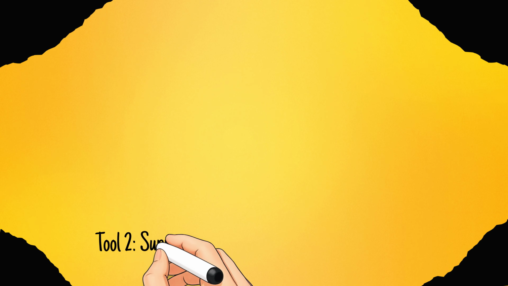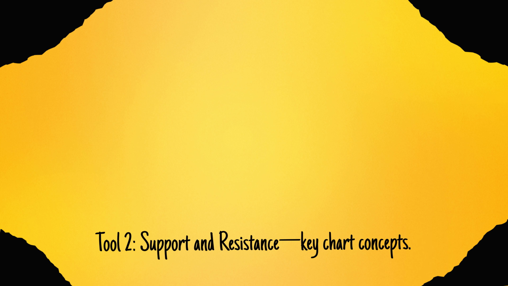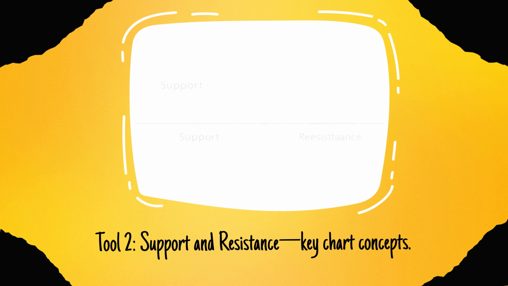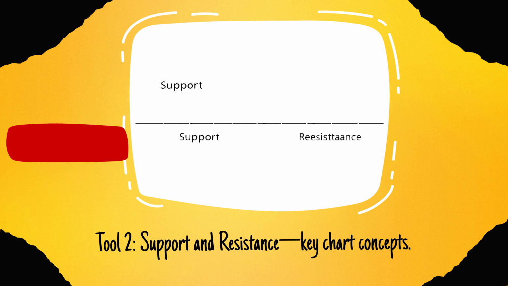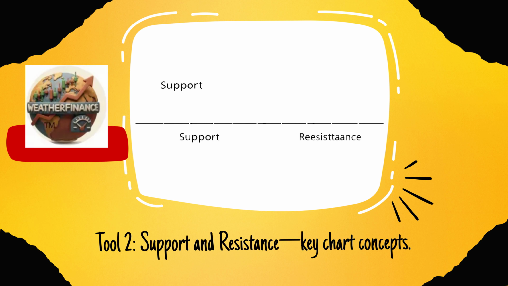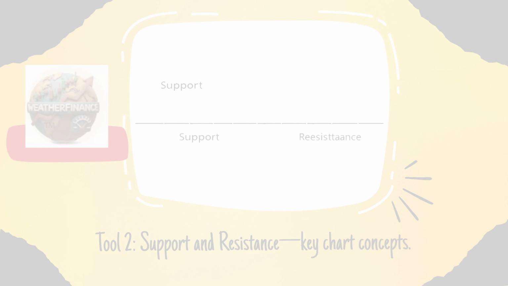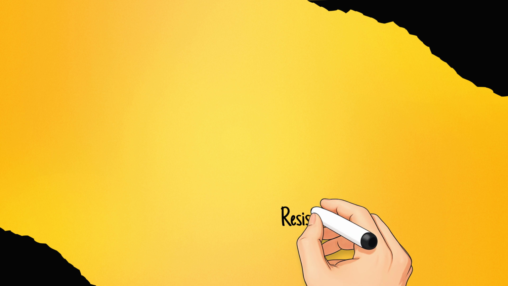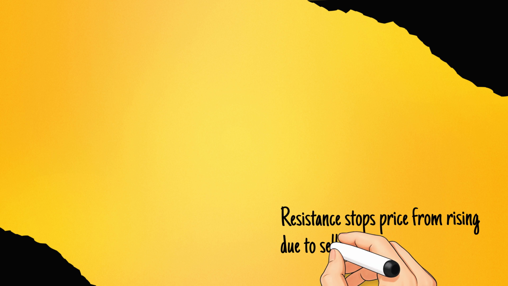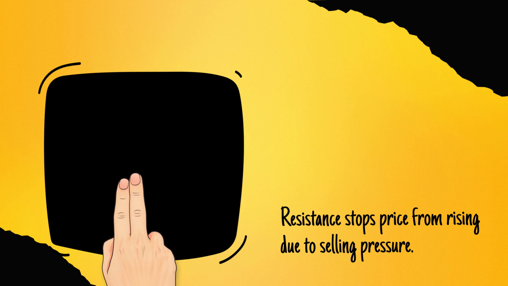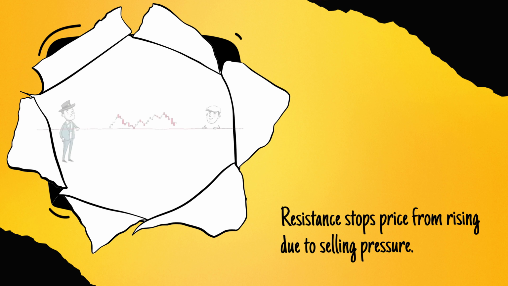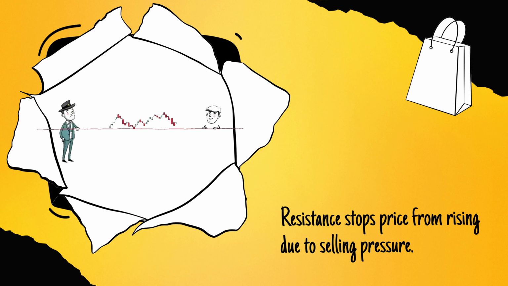Tool 2. Support and resistance. These are the foundational concepts of chart analysis. Support is a price level where buying pressure usually appears, stopping the price from falling further. Resistance is the price level where selling pressure tends to appear, preventing the price from rising. These levels act as psychological barriers where traders consistently buy or sell.